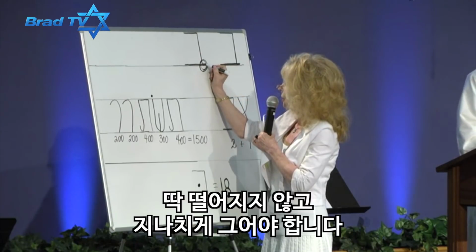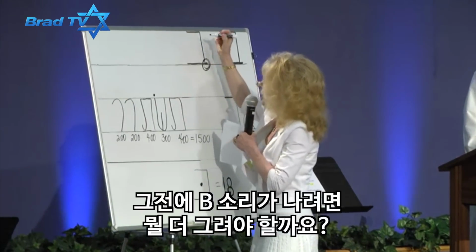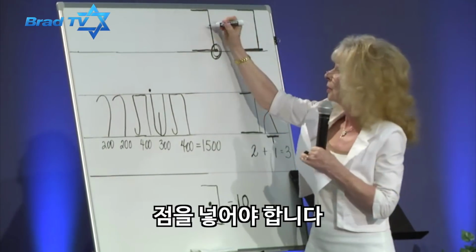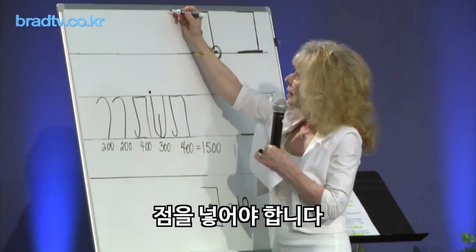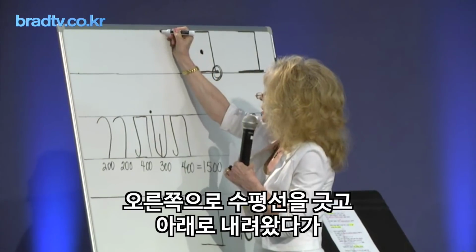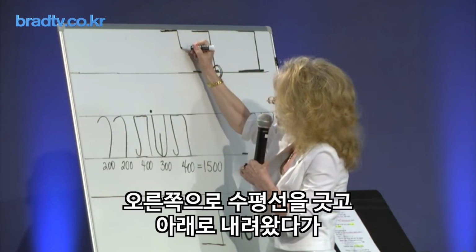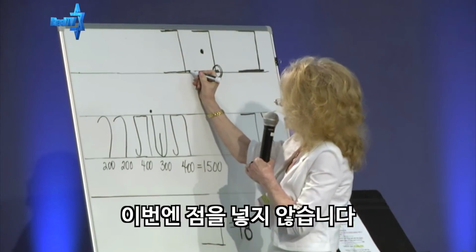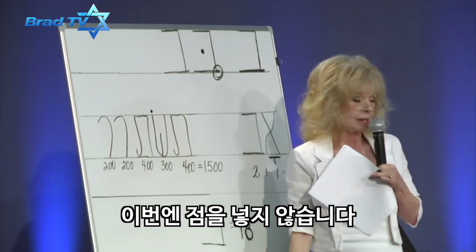It's going past that vertical line, okay? Let's do one more. And what are you going to put in the middle if it's going to say B? You've got to put the dot. Okay. So let's do the next one. You do your horizontal line, come down, straight down, lift up your pencil, come across. And this time we're not going to put the dot.